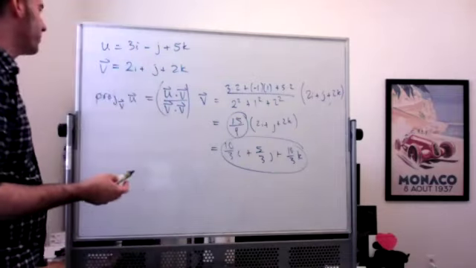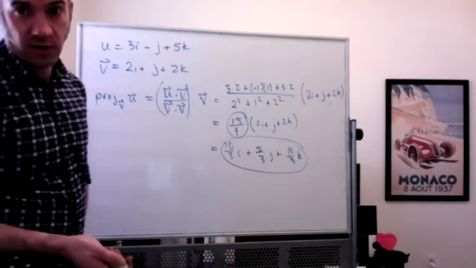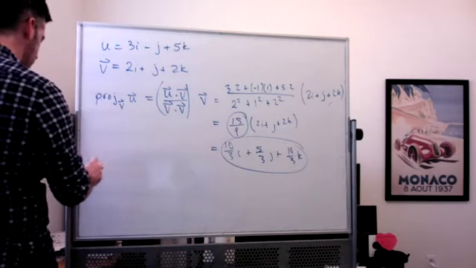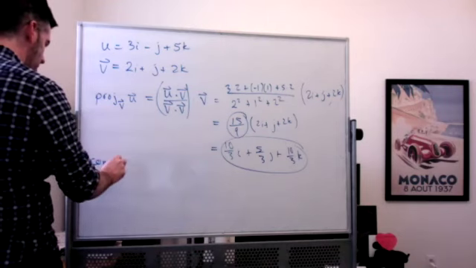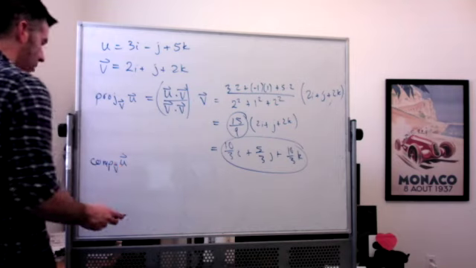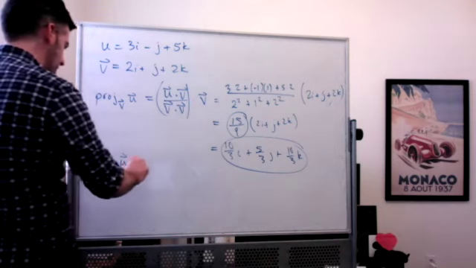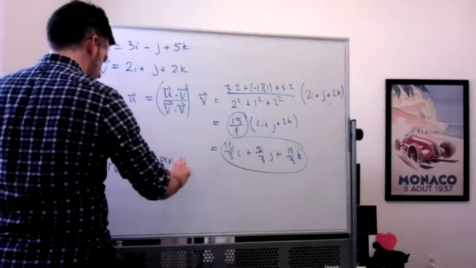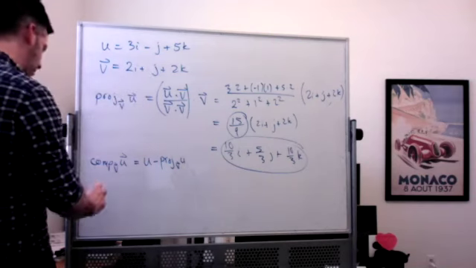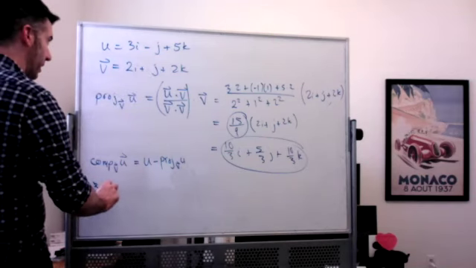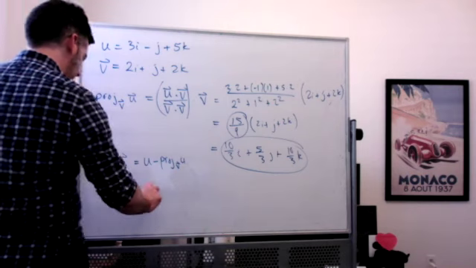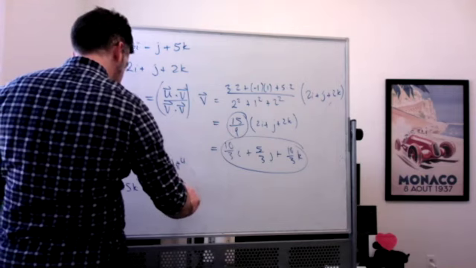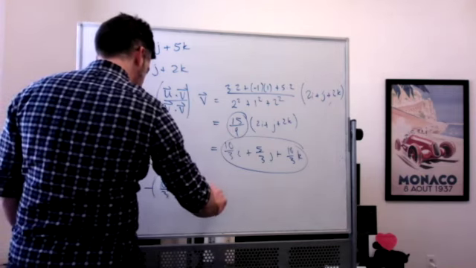All right. Okay. How do I find the orthogonal complement? So here's the notation that Grant has used, which I think is perfectly good. The orthogonal complement of u onto v is just u minus the projection. So, okay, we can do that. That's going to be 3i minus j plus 5k minus all that, 10 thirds i plus 5 thirds j plus 10 thirds k.